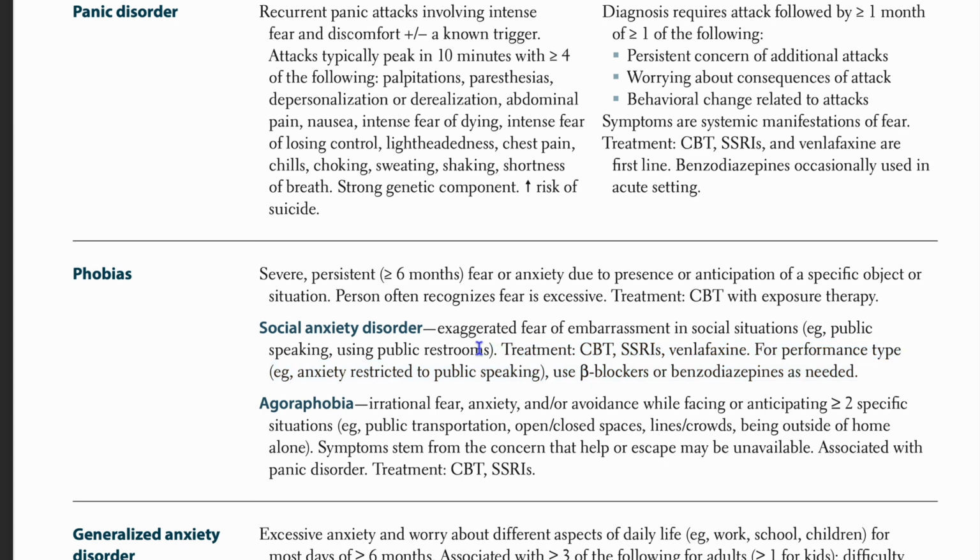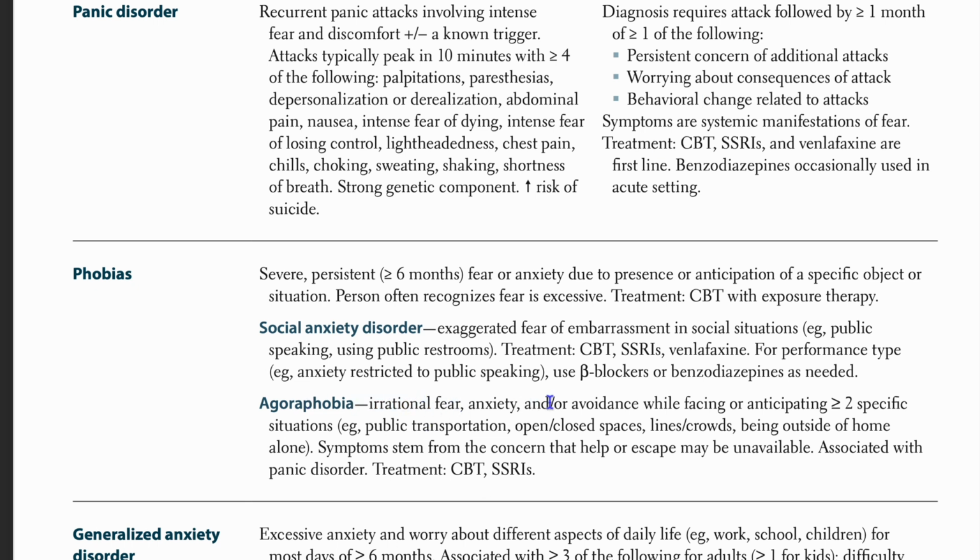Okay. And then agoraphobia is irrational fear, anxiety, and/or avoidance while facing an anticipation. So you gotta watch out for this and this, right? Because it's similar. But in agoraphobia, it's due to like public transportation or closed spaces or something like that. Whereas here, it's because of maybe their friend who's the same age suffered a stroke, so they feel like they're about to have a stroke, so they panic and all that stuff. Whereas here, it's gonna be a completely different type of scenario.